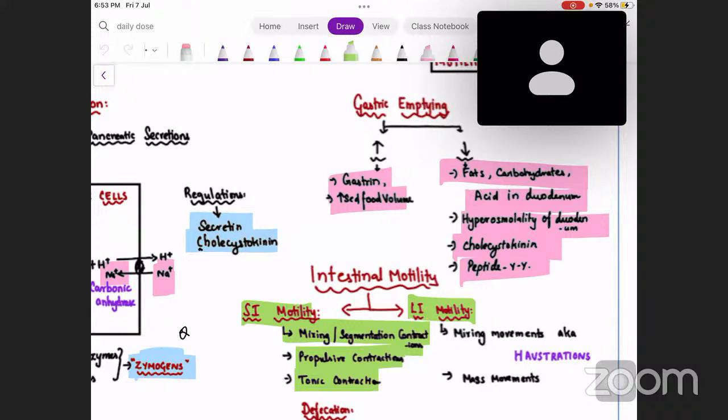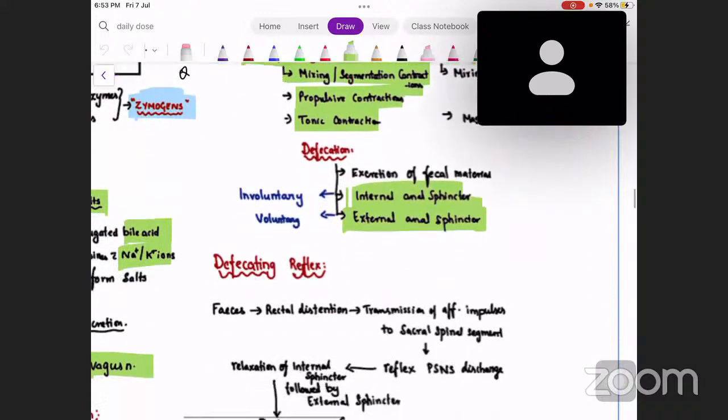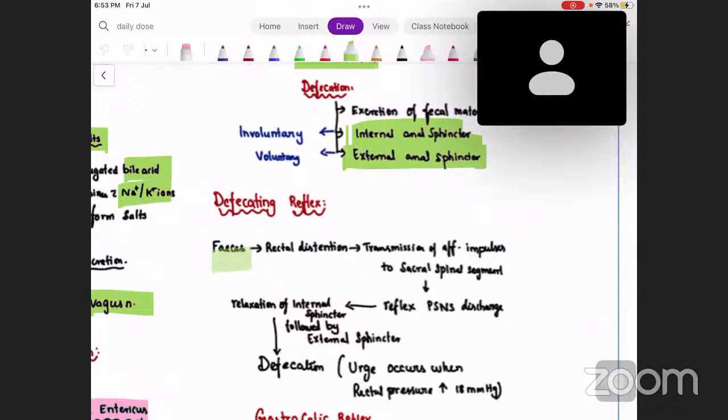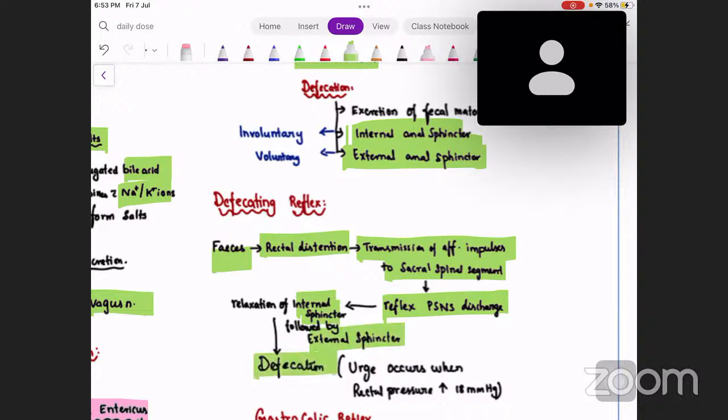Apart from that, you have the migratory motor complex, and there are certain reflexes they may ask you. We will discuss the reflexes here. The first reflex is the defecation reflex. Whenever feces is there, your rectum will undergo distension, and afferent impulses are transmitted to the sacral spinal segment. The parasympathetic reflex will discharge, and you will see relaxation of the internal sphincter, then relaxation of the external sphincter, and then defecation. When the internal sphincter relaxes, that's the time you feel the urge, and your rectal pressure will be raised.